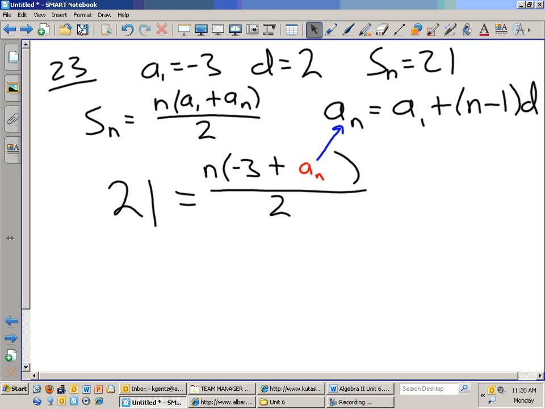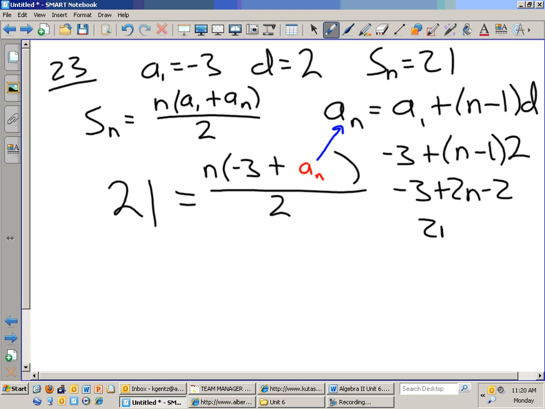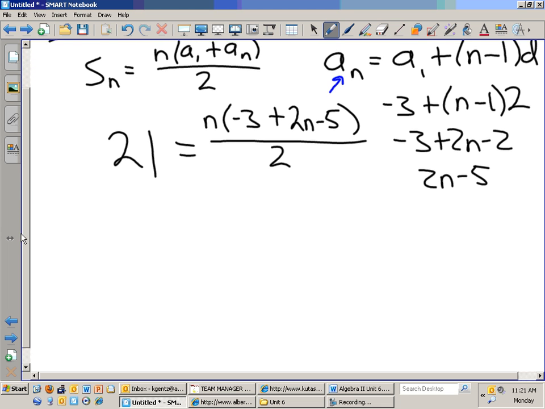And the formula for a sub n says that I take the first term, which is negative 3, plus n minus 1 times the difference. And the difference is 2. So if I work that through, I get negative 3 plus 2n minus 2, or 2n minus 5. So it looks like I don't actually have a number, but I have an expression for a sub n. So I could take that a sub n and replace it with 2n minus 5. Now maybe I could solve that.